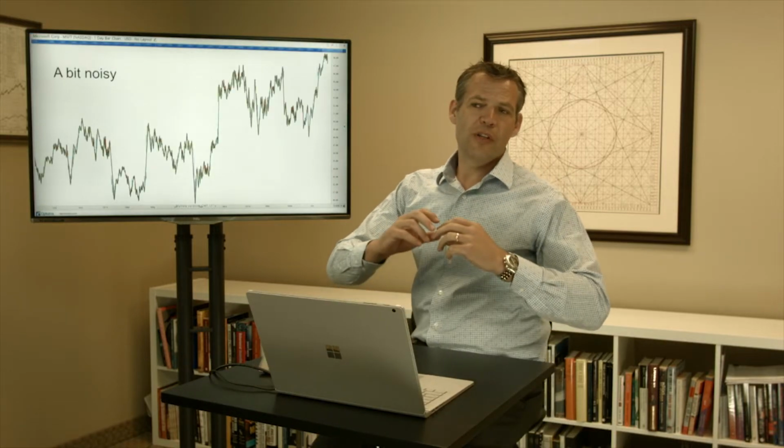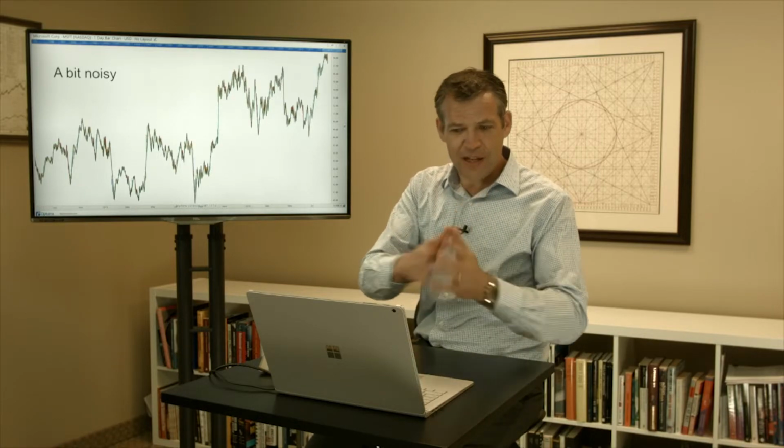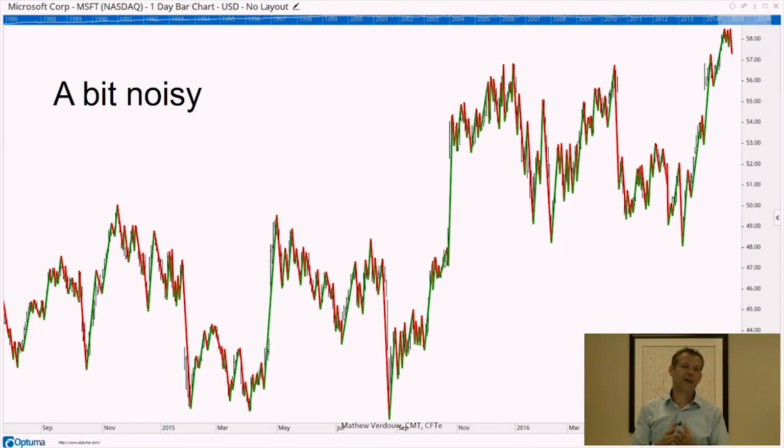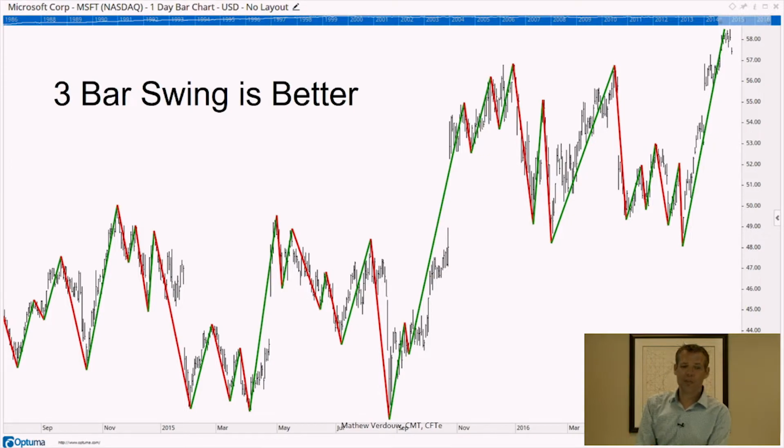All right, now this is a 1-bar swing chart, and we're looking at the history of Microsoft here, about a year of data. You can see how noisy that is. There's a lot of jumping up and down, so it becomes really noisy to look at a 1-bar swing chart in this way. So what we often do is use multiple bars. Here is a 3-bar swing. What we mean by 3-bar is that for the swing to turn up, we want 1, 2, 3 higher bars in a row.